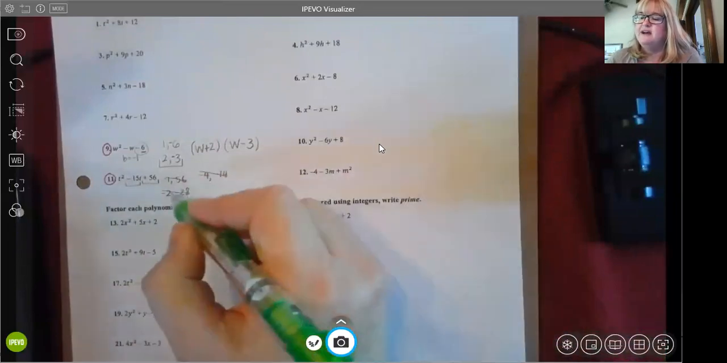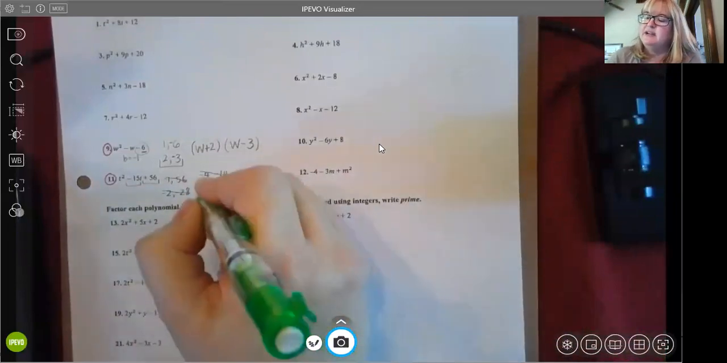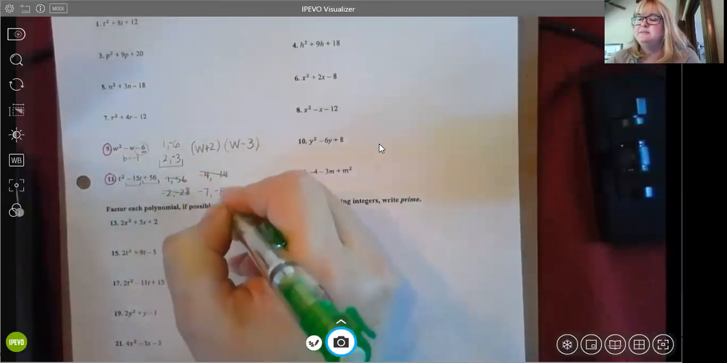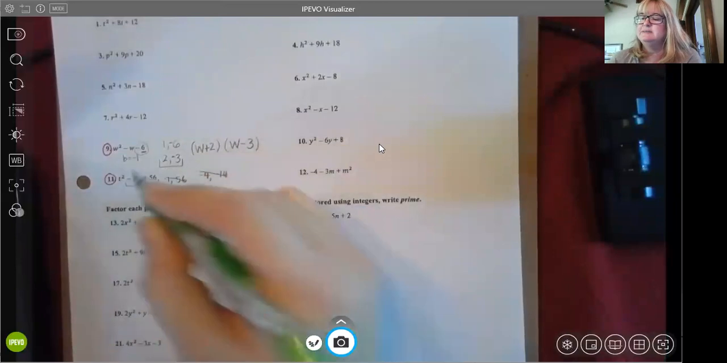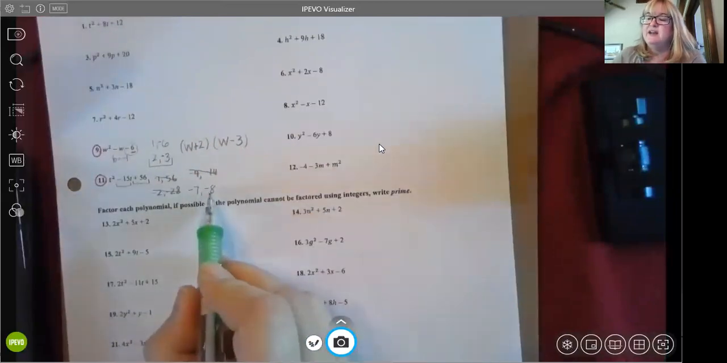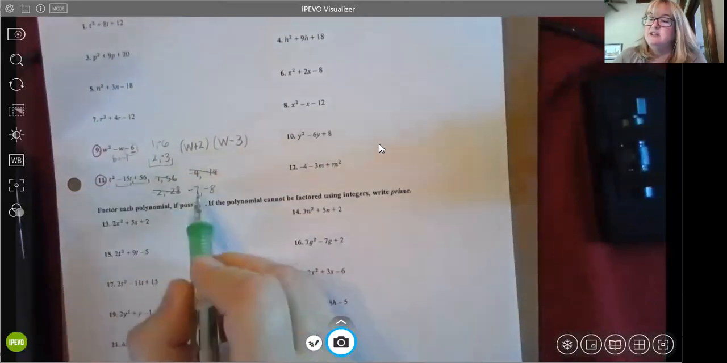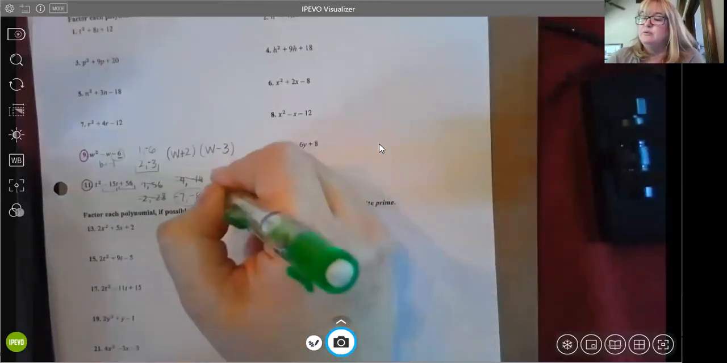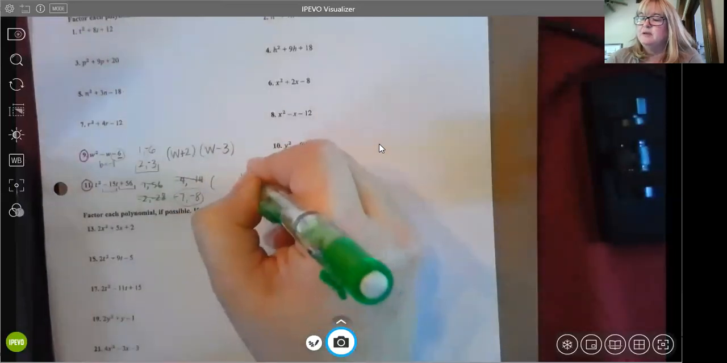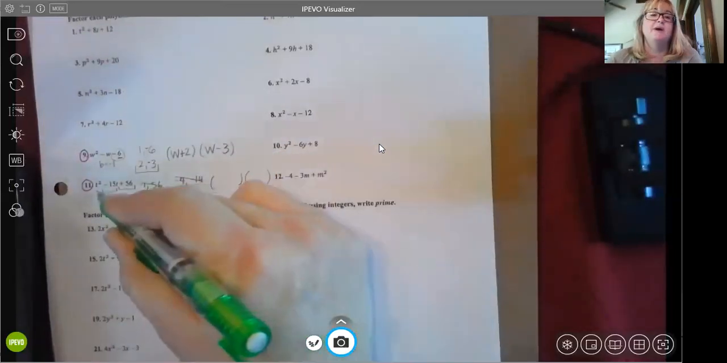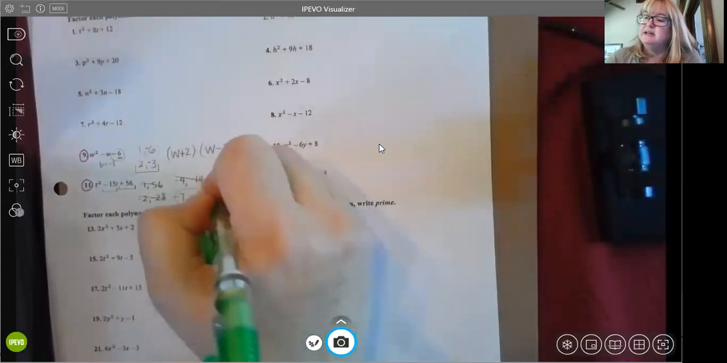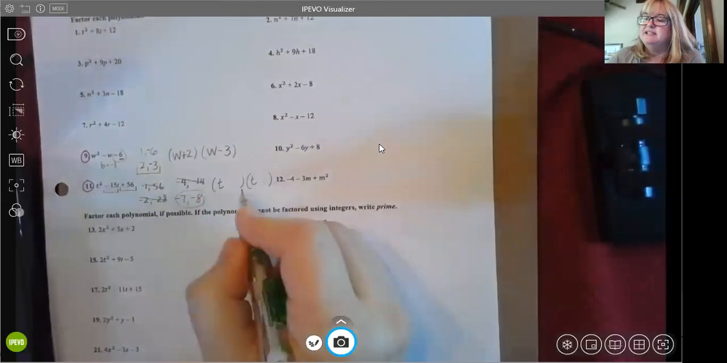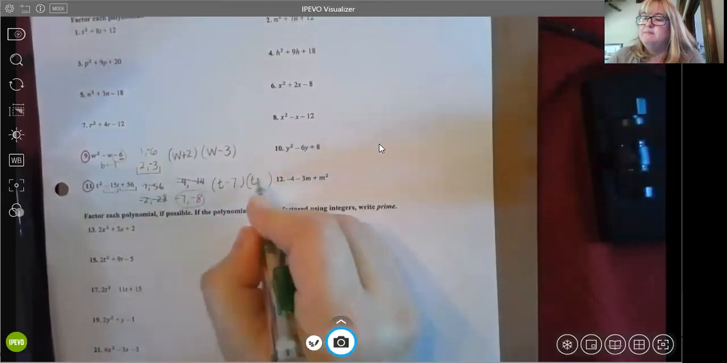All right, 5 is not a factor. 6, nope. 7 and 8. -7, -8. -7 times -8 is positive 56. -7 plus -8 is -15. So this is our target there. All right, so let's write our binomials. The first term is t squared, so it's going to be t times t. And then we've got a -7 and a -8.